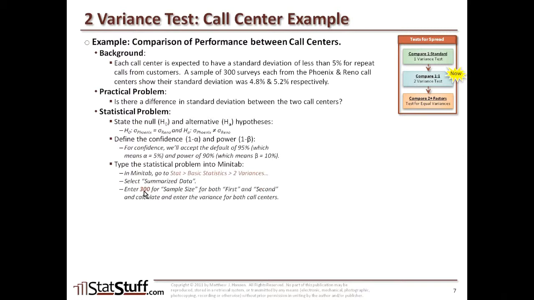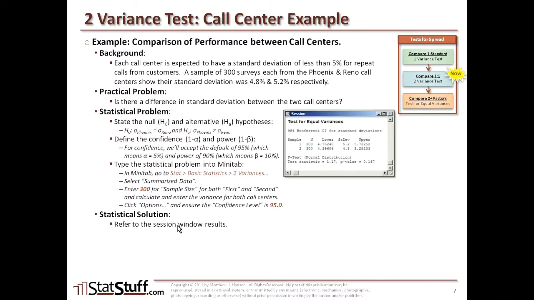We'll select Summarize Data, and then enter 300 for your sample size for both the first and second, because that's the number of surveys we said we had for each of those call centers. We'll also calculate and enter the variance for both call centers. If you're unfamiliar with how we calculate the variance, it's simply taking the standard deviation squared. So the variance for one location would be 4.8% times 4.8%, or 0.048 times 0.048. Same thing for the other one, 0.052 times 0.052. We just square each of these standard deviations in order to figure out the variance that we type into the boxes. And then click the options box and make sure that we have a confidence level of 95% defined in there.